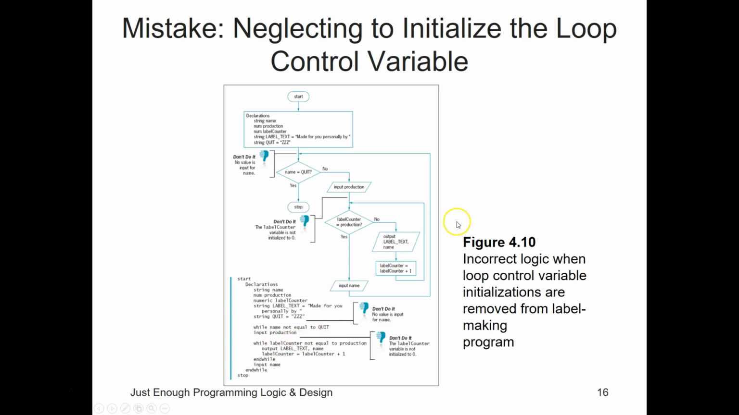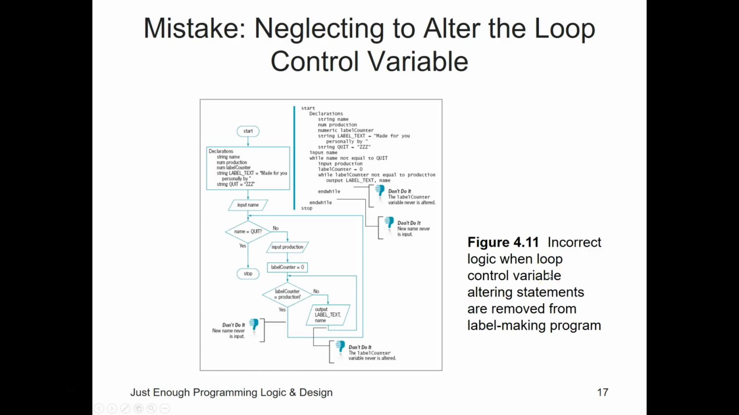So here we show it on the flow chart. We're going to add it, but we don't know what label counter begins at. Maybe it's stuck at a value from a previous loop. We don't have any idea. Initializing those values is really important.